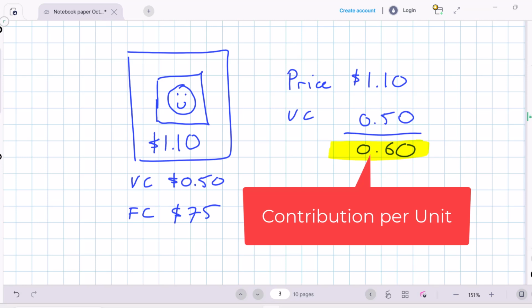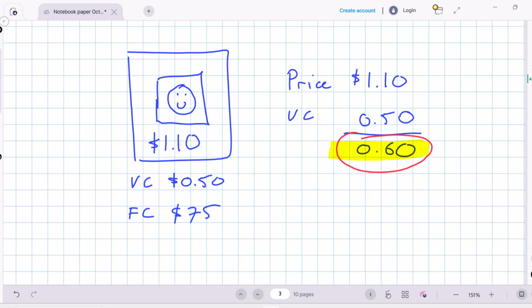So think about it this way. I sell 1 unit. In order to make that sale, I had to spend 50 cents. So now what's left over? Contribution. That's the contribution to the fixed costs, and if I cover my fixed costs, it's then contribution to profit.